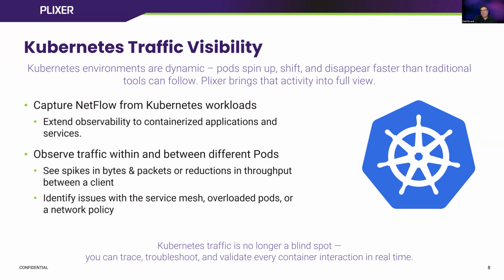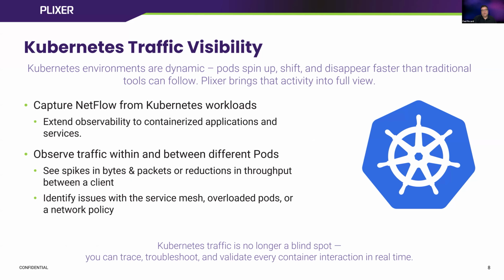Kubernetes is basically where modern applications are living now. It's where containers are spun up and spun down pretty quickly sometimes, and they shift or disappear faster than a lot of tools can keep up with them. It's often a blind spot for monitoring tools. So with 19.7, we're closing that gap.